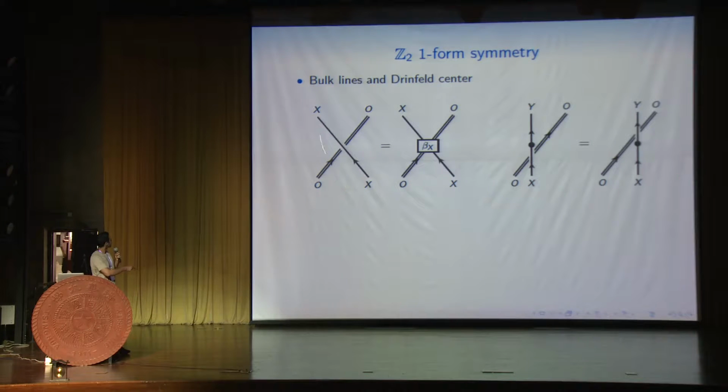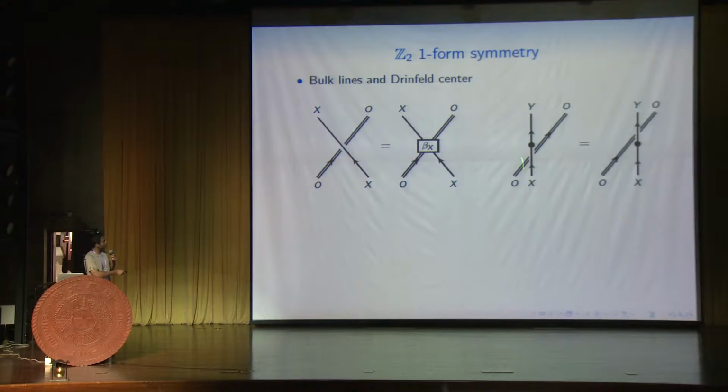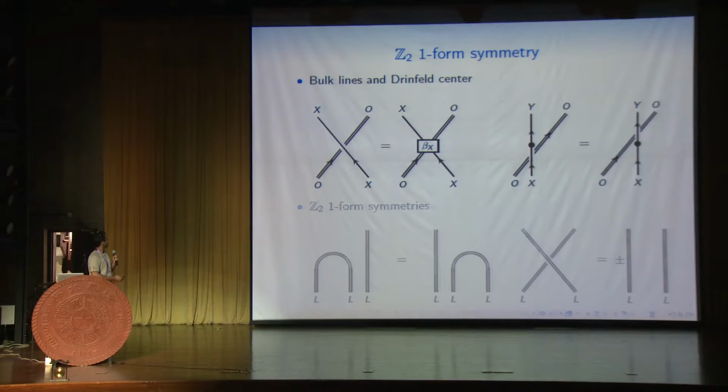We can also include bulk lines in this formalism. I denote a bulk line by a double line. Bringing it to the boundary gives rise to a half braiding with every boundary line. Bringing it to the boundary in different ways is equivalent, so we can move the bulk lines across morphisms. This is just the defining data of the Drinfeld center of the spherical fusion category. The existence of a Z2 one-form symmetry is a statement about the existence of a special bulk line with the following properties. Here, the plus sign corresponds to the non-anomalous case, and the minus sign corresponds to the anomalous one.